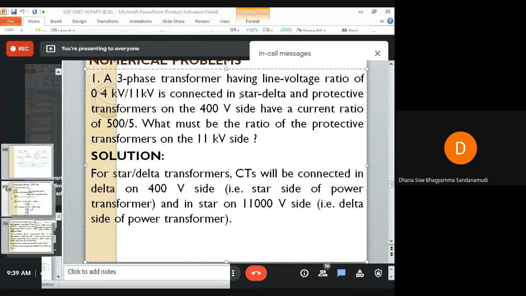Here this transformer is star delta connected. That is, it is star connected on the primary side and delta connected on the secondary side. So the CT that is connected on the primary side will be delta connected, and the CT that is connected on the delta side will be star connected.